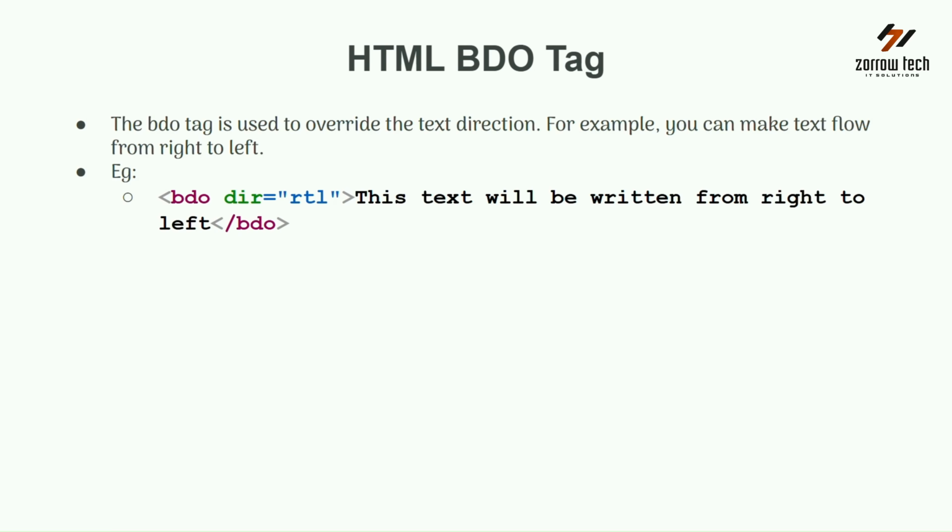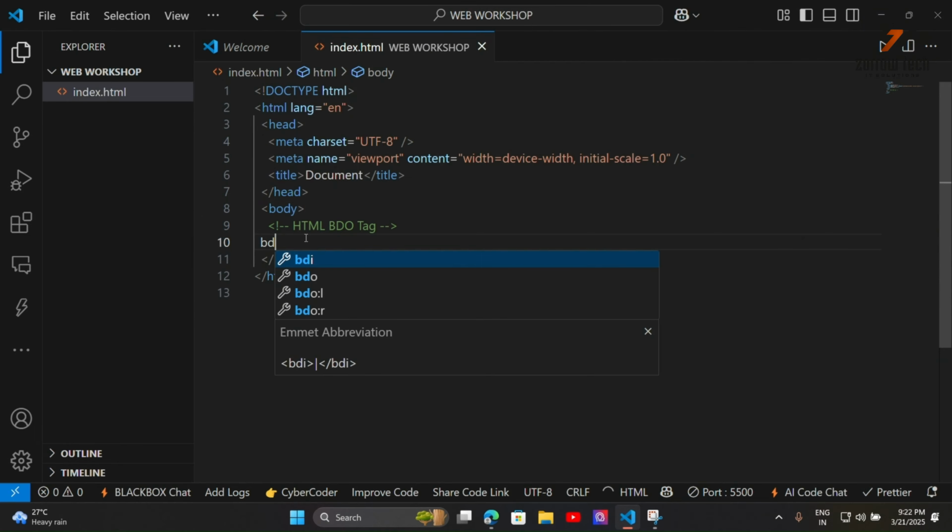Here's how it works. You start with an opening BDO tag. You use the dir attribute to specify the text direction, like RTL for right to left or LTR for left to right. Inside the BDO tag, you add the text. You close the BDO tag with a closing tag. For example, you can use the BDO tag to display text from right to left. Let me show you how this works in VS Code. Watch as I add a bidirectional override and see the result in the browser.